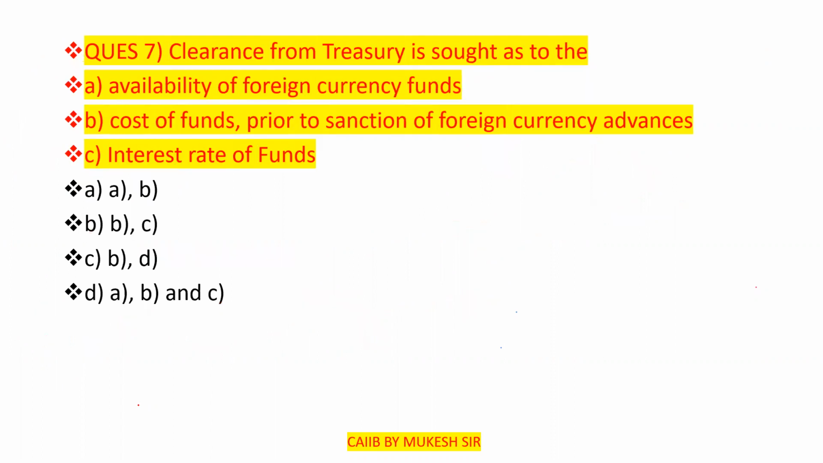Okay, now move to the next question. Clearance from the treasury is sought as to: option A, availability of foreign currency funds; option B, cost of funds prior to sanction of foreign currency advances; third one, interest rate of funds. So what will be the correct answer here?